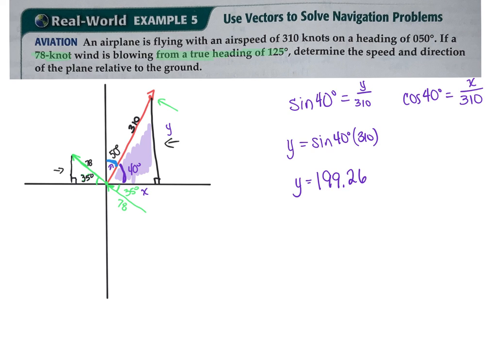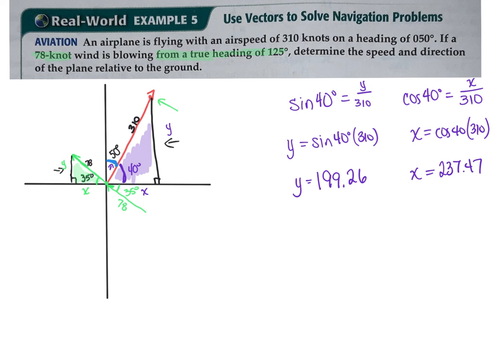All right? Let's look at the X movement. X is going to equal the cosine of 40 times 310. All right? And that X movement there is going to be 237.47. So that's, in a perfect world, how the plane would move horizontally and vertically. So I'm going to go over here and say, well, now I need to figure out what's going on over here. I need to find my X movement here and my Y movement there.